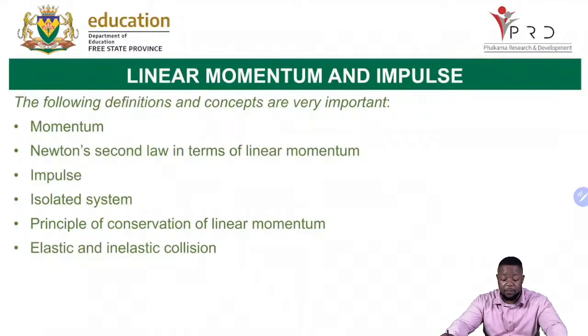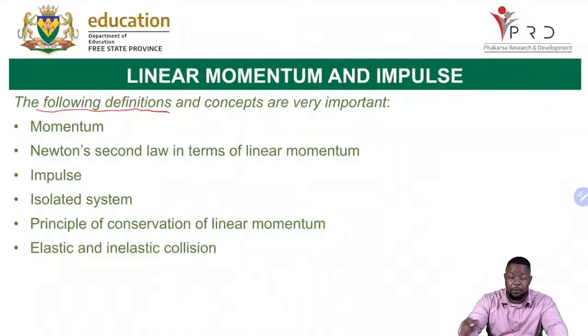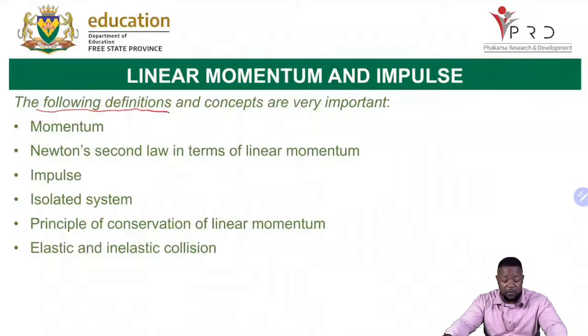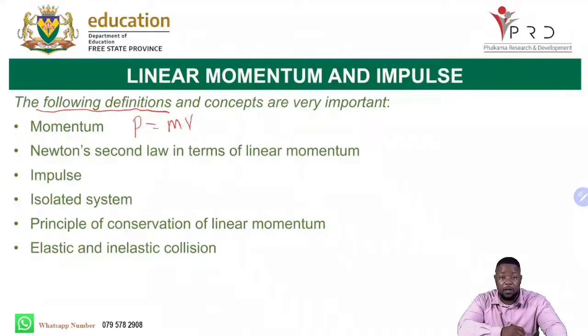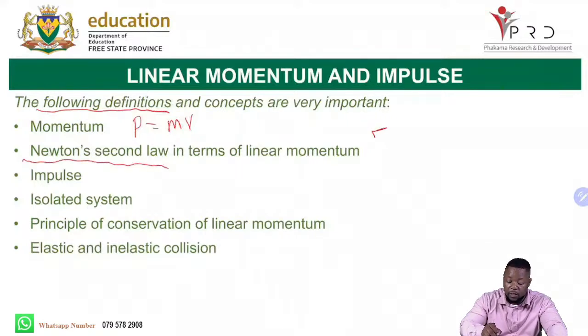So let's carry on. Momentum, linear momentum, and impulse. For linear momentum and impulse, the following definitions and concepts are very important. We need to be able to define momentum and also associate the formula that is related to momentum from the data sheet. We also need to be able to state Newton's second law. We have said that earlier, and also associate the formula related to that.